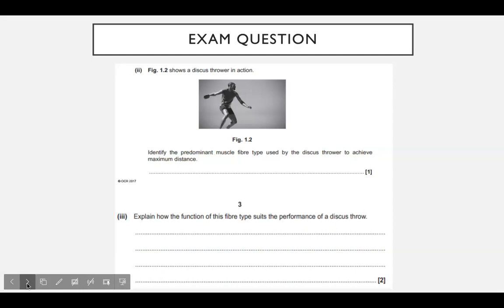So first of all, a type of exam question you might be given. Figure 1.2 shows a discus thrower in action. Identify the predominant muscle fibre type used by the discus thrower to achieve maximum distance. And then part 2 of that is explain how the function of this fibre type suits the performance of a discus throw. So that's what we're going to be able to answer at the end of our lesson.